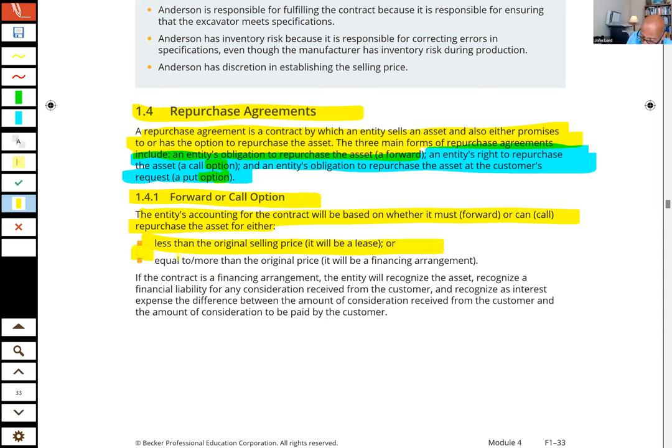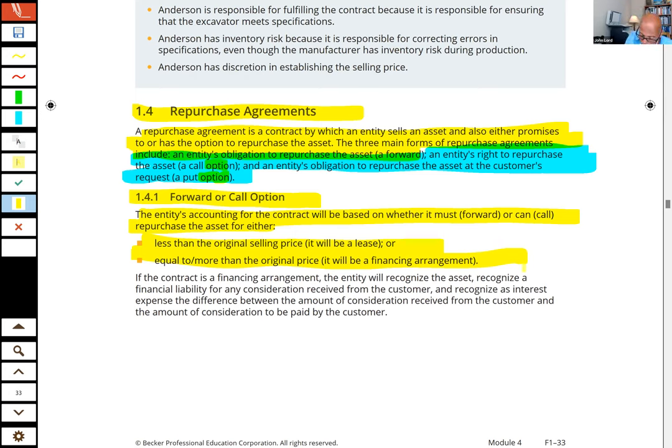If it is equal or more to the original price, it will be a financing agreement. So think about this. I sell you something for $100,000 and you have the right to make me repurchase it for $120,000. Well, in effect, I've borrowed money from you. If I have to give you more money back than you gave me and you got to use the asset, in effect, I borrowed money from you, so it's treated as a financing agreement.